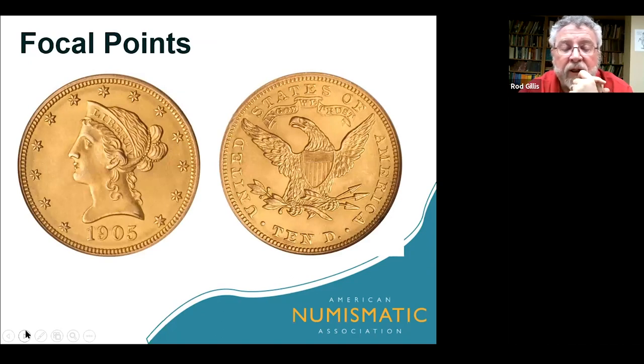Let's take a look at focal points. So here's a gold coin, $10 gold piece. It's an eagle. And what we need to do, by looking at the design on the coin, is decide where the focal points are. Well, what are focal points? Focal points are the areas that your eyes are naturally attracted to first. Generally, focal points are the highest points on a coin. Therefore, focal points also show initial wear.